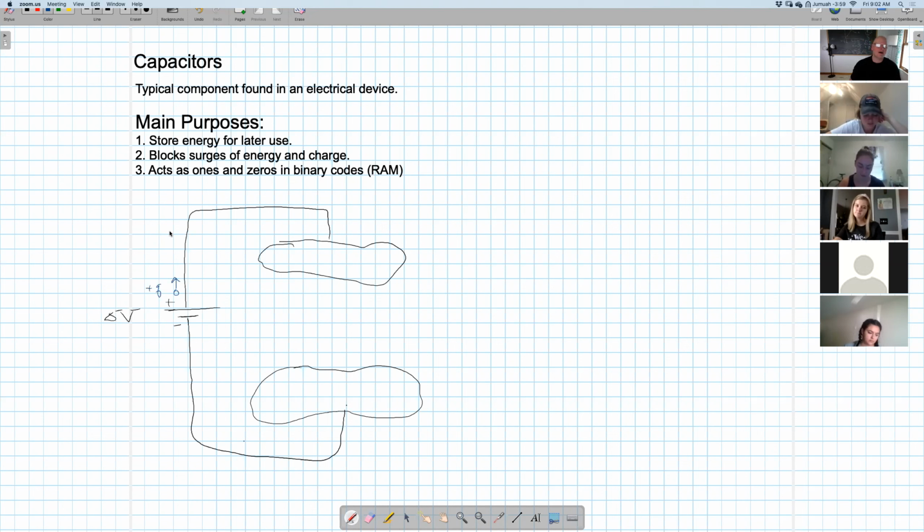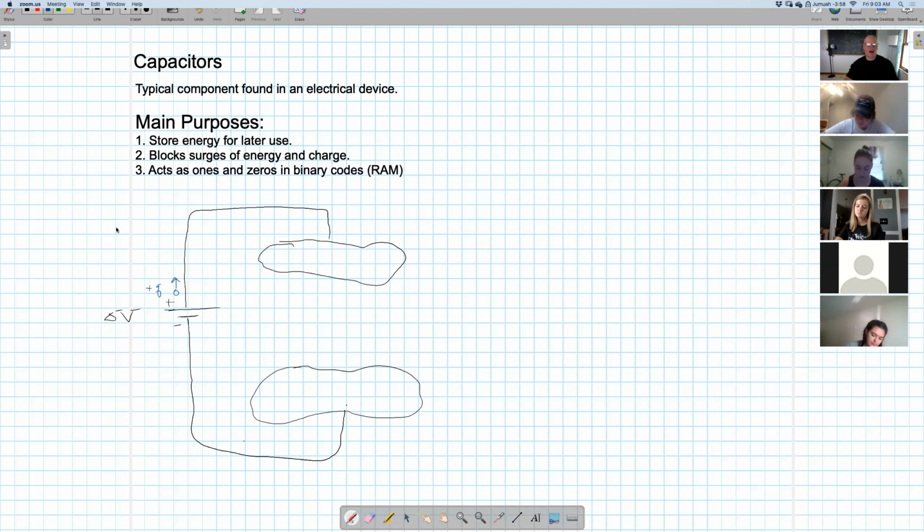Other purposes are, as I mentioned in lab, these things are used in surge protectors. So again, they block flow of currents. So basically, if my house again got struck by lightning and I had a big surge going through my house, in that case, the surge protector, i.e. the capacitor in this case, would block that increase of energy and that increase of charge, which would keep my electrical devices from exploding, which would be great.